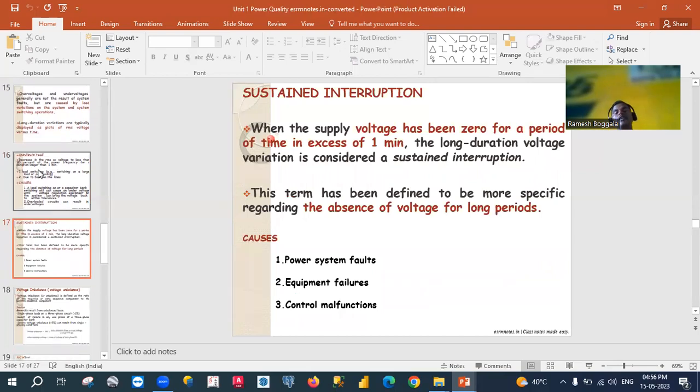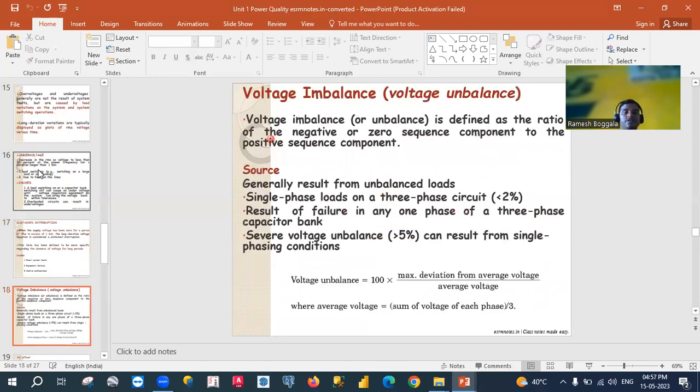Next, sustained interruption. When the supply voltage has been zero for a period of time in excess of 1 minute, then the long duration voltage variation may be considered as a sustained interruption. This term has been defined to be more specific regarding the absence of voltage for long periods. Causes of sustained interruptions are power system faults, equipment failures, and control malfunction.